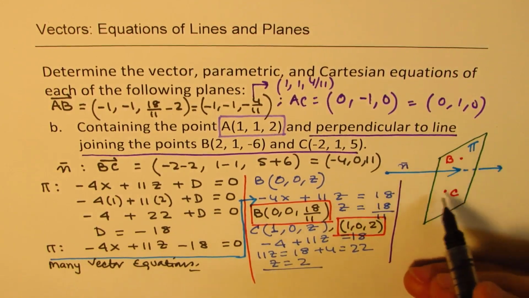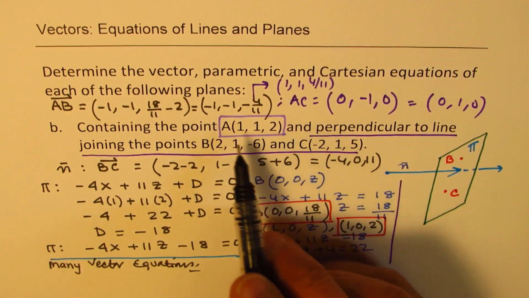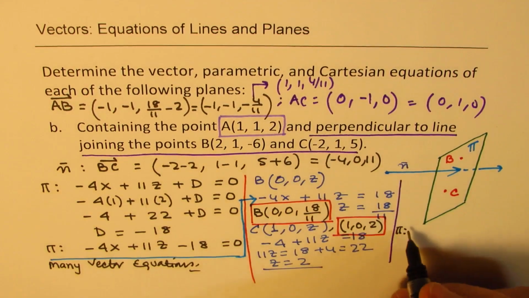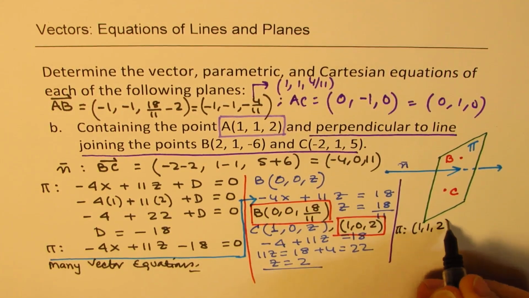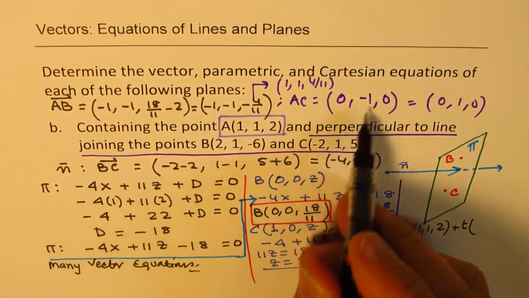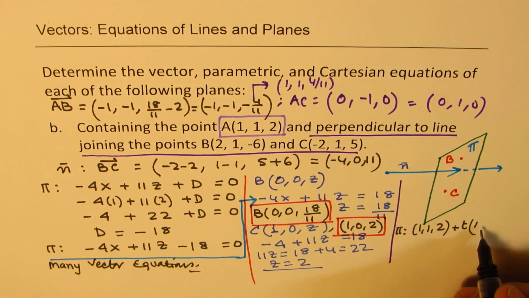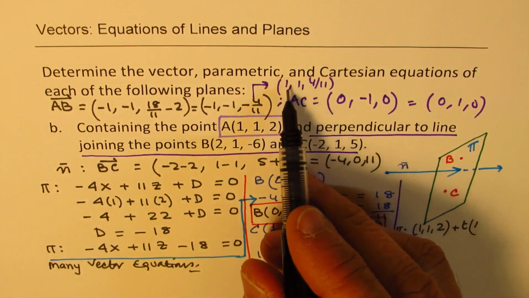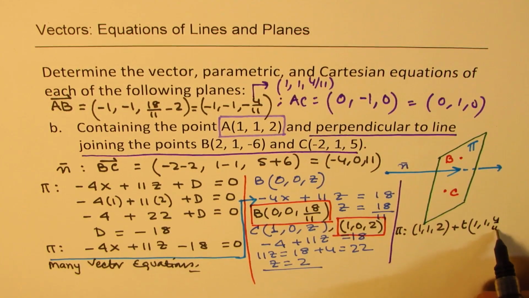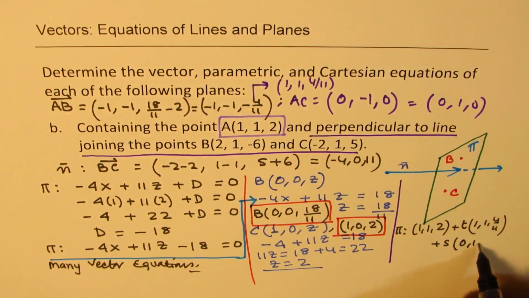Because the plane will have so many points, you could have many directions, many points, many combinations. Perfect? Okay. So we can write this equation as a vector equation. We'll use the point (1, 1, 2) plus t times one of these, (1, 1, 4/11), plus s times the other one, which is (0, 1, 0).